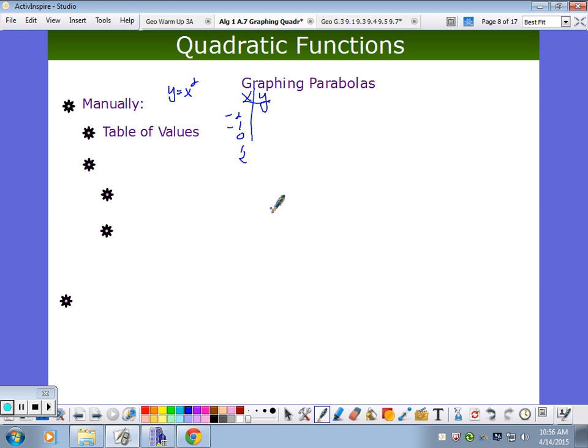Careful. If I plug negative 2 in for x, what's y? 4, because it's negative 2 times negative 2. What about a negative 1? 1. What about 0? What about 1?